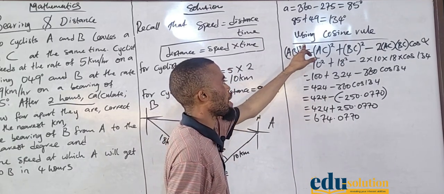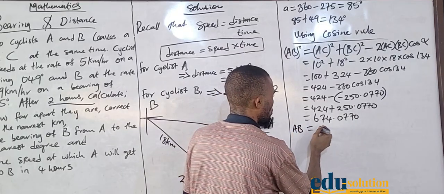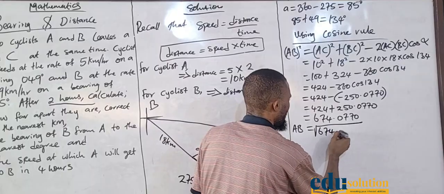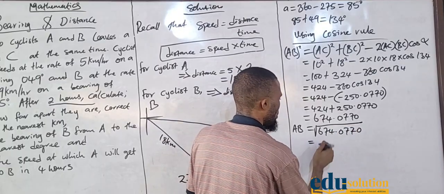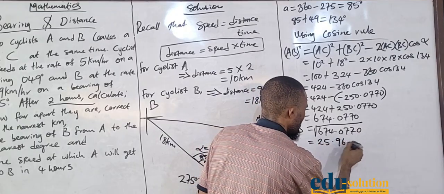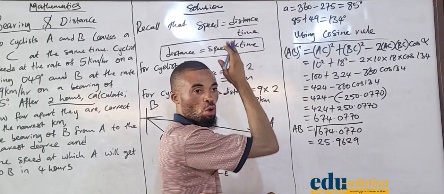It is squared. So we have to remove this square. We now have AB is equal to the square root of 674.0770. So it will give us AB is what? 25.9629. So this is our answer to this question.